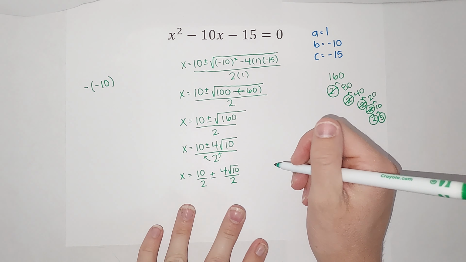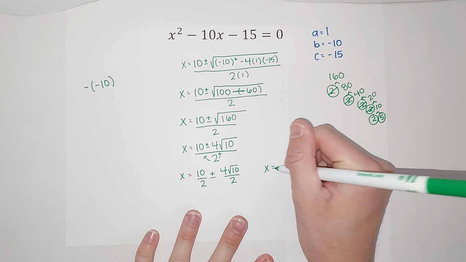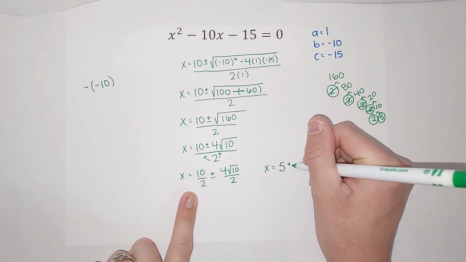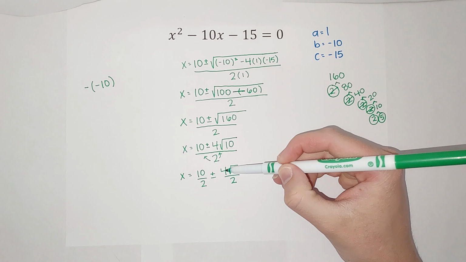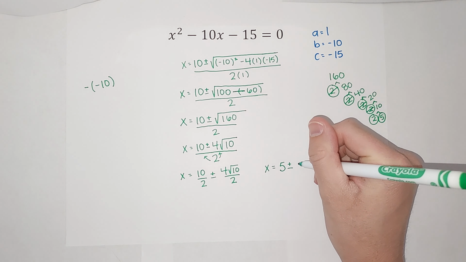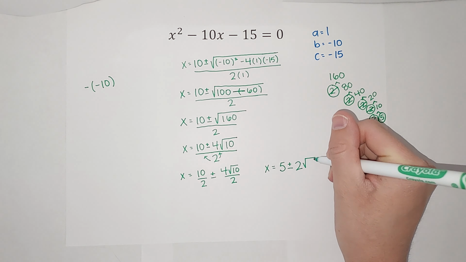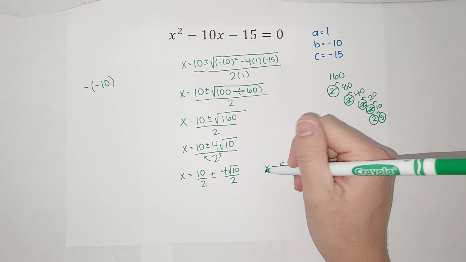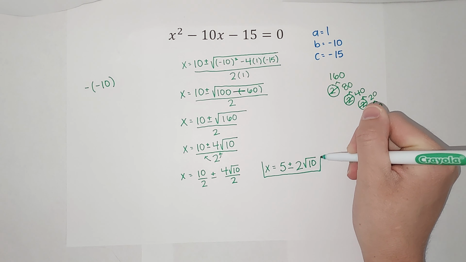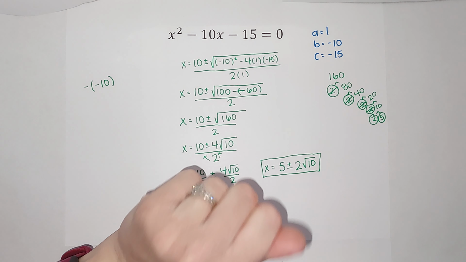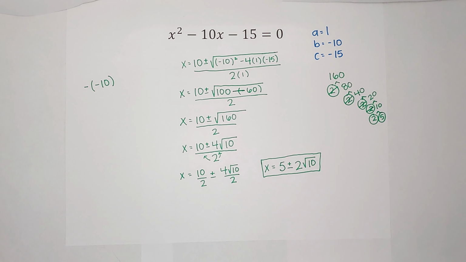So then I'm going to have x equals 10 divided by 2 gives me 5, plus or minus the 4 can be divided by the 2. So 4 divided by 2 gives me 2. And then I still have that square root of 10. Guess what? That is my answer, friends. I know it's not pretty. Remember we did the quadratic formula because this didn't factor pretty, so we could kind of expect our answer to not be pretty.